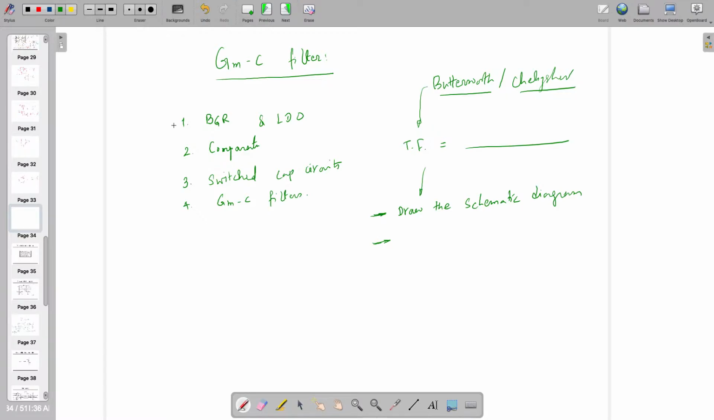And this one you designed it, right? Band gap reference and LDO. Yes or no? Okay. Comparator, you designed it. Okay. Something was switch cap circuit I gave you or no? So right now no assignment has been given on GMC filter or something.